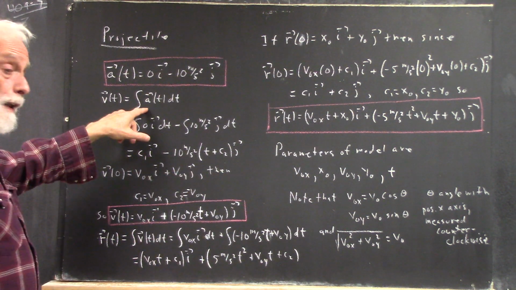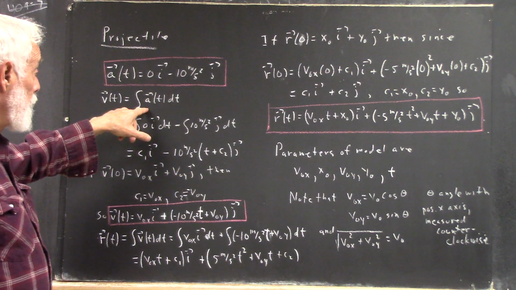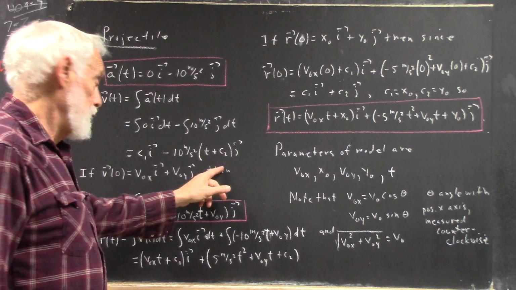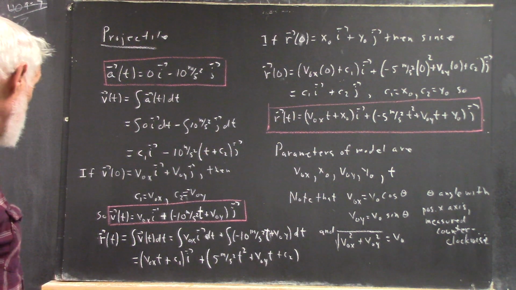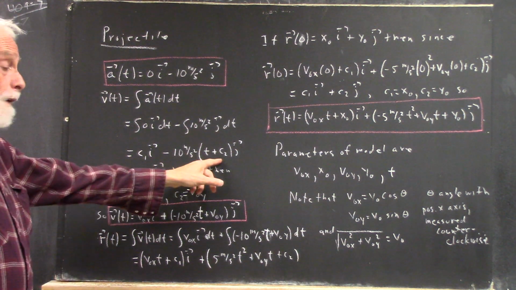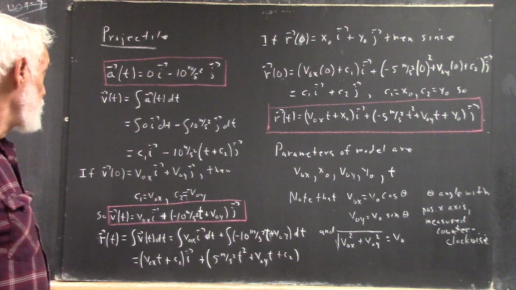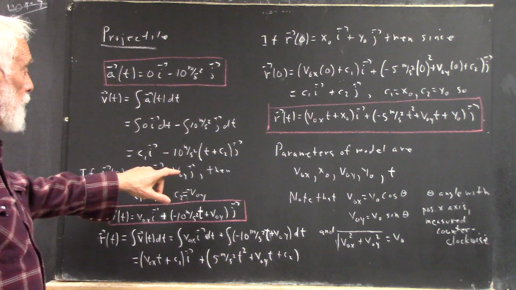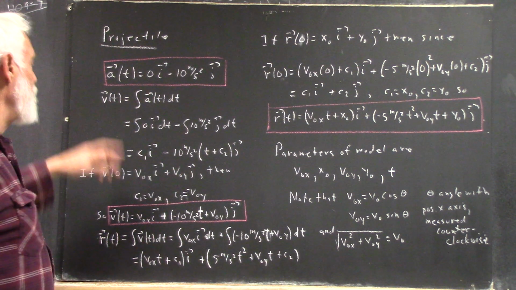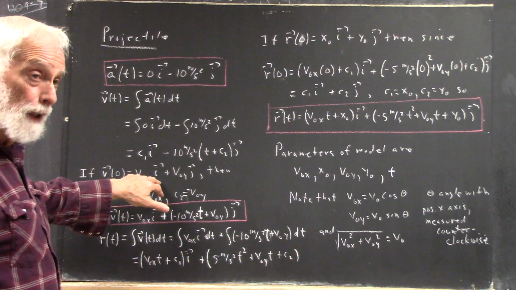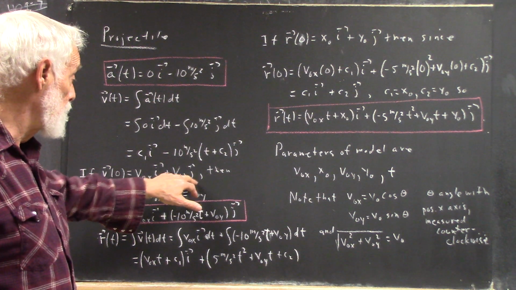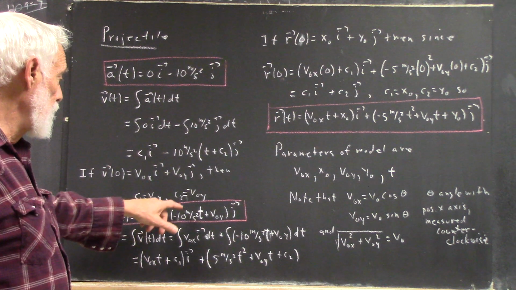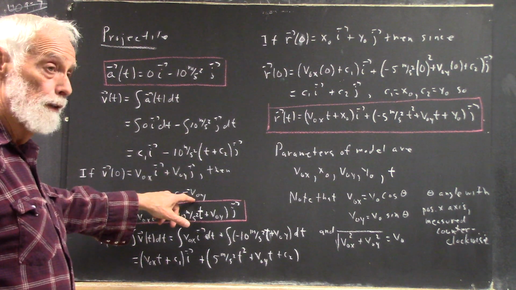Okay, well, acceleration is the rate of change with respect to time of velocity, so the velocity is the antiderivative of the acceleration with respect to time. We integrate and we get this, and I don't have to go through the steps of the integration. We get arbitrary constants C1 and C2. If V of 0 is V0x times the I vector plus V0y times the J vector, then it follows immediately that C1 is V0x and C2 is V0y.